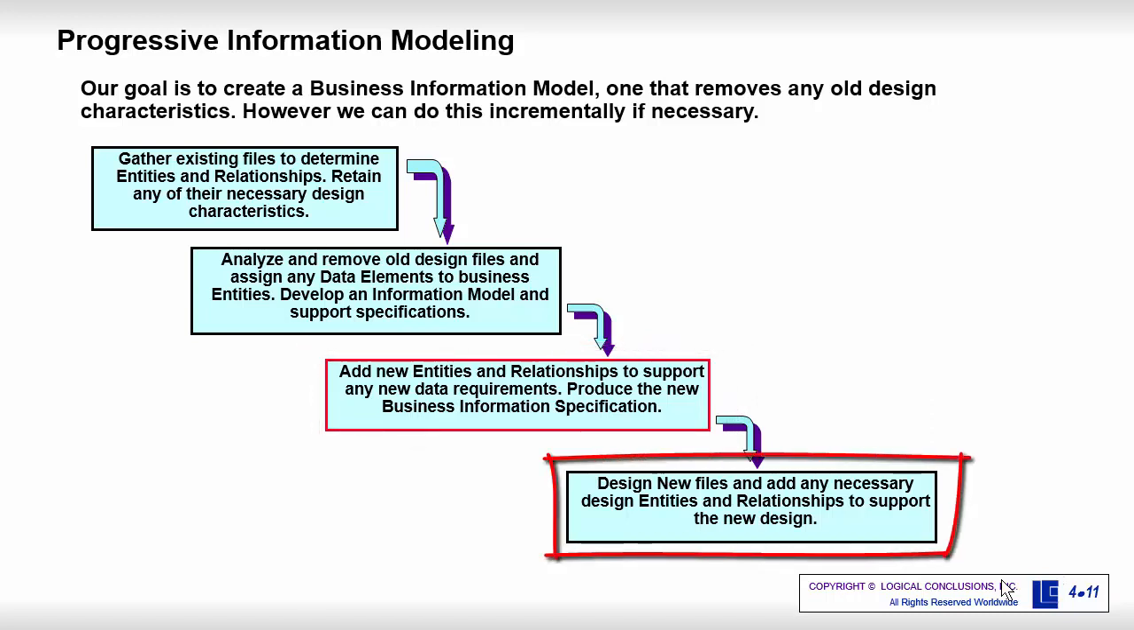The last step in the cascading diagram shows we will use the new Business Information Specification to design the new files, be they databases or manual files, and add any necessary design entities and relationships to support the new design. We want to be careful not to spend too much effort studying any existing design files containing data that are not going to be used in the future.